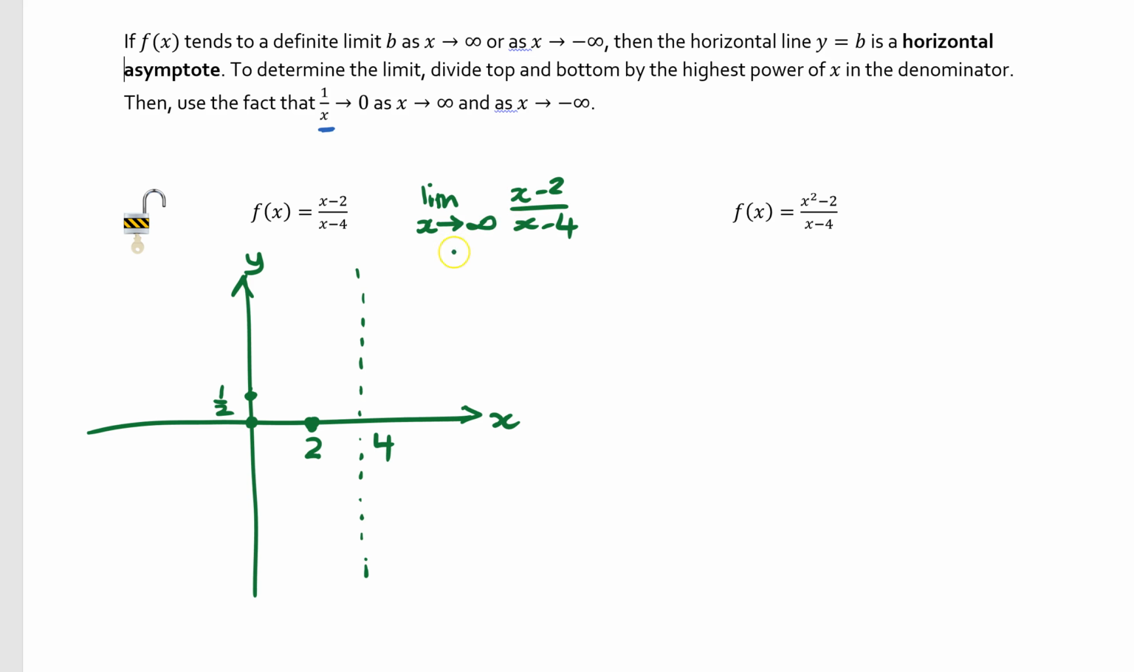And our method of working out what we get to is to say, as we set up here, to divide the top and bottom by the highest power of x. Now this is not the only method, but it's one which will get us through everything in this course.